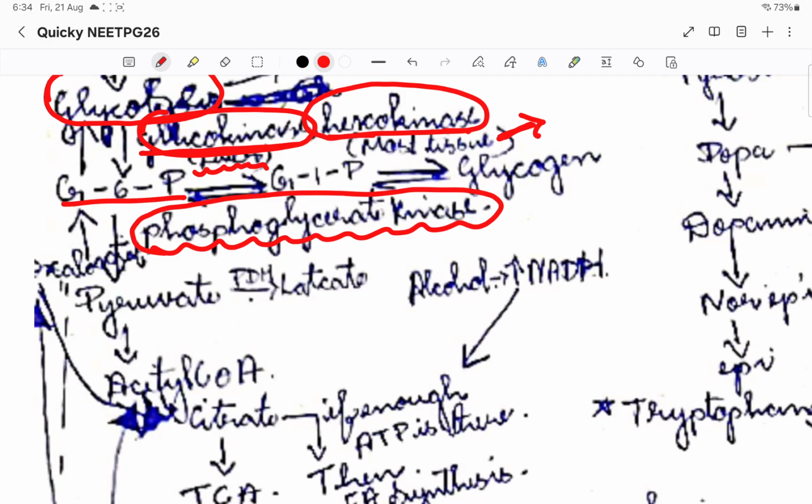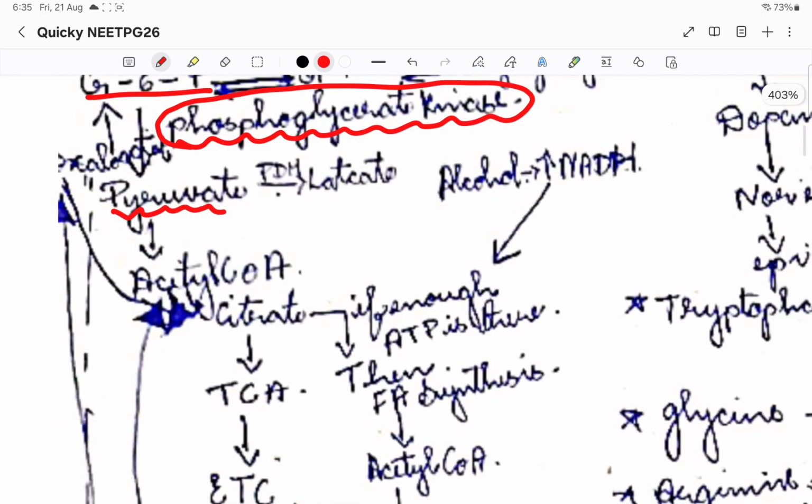So remember, the glucose I have written is converted into glucose 6-phosphate by these two enzymes: glucokinase in the liver, whereas hexokinase in most of the tissues. Once glucose 6-phosphate has formed, it is converted into pyruvate through the phosphoglycerate kinase pathway. Phosphoglycerate kinase is the enzyme after which many other things will happen. So finally pyruvate is there.